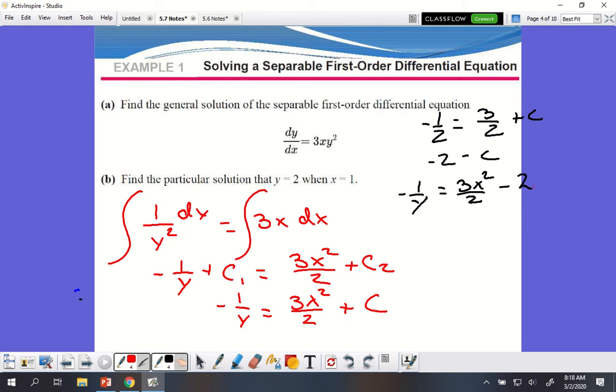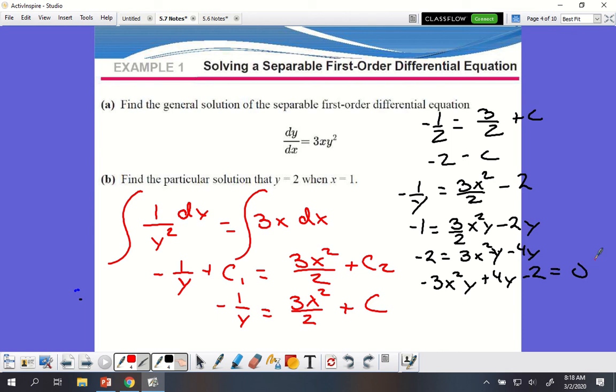If I multiply everything by y, -1 equals 3 over 2x squared y minus 2y. Multiply everything by 2. So -2 equals 3x squared y minus 4y. Move everything to the left. It's going to be -3x squared y plus 4y minus 2 equals 0.